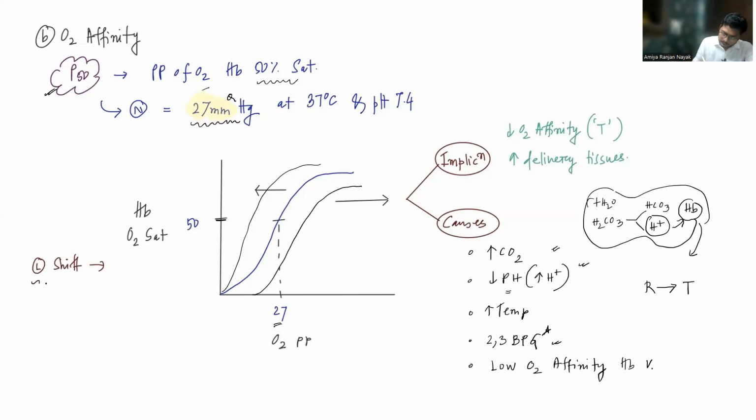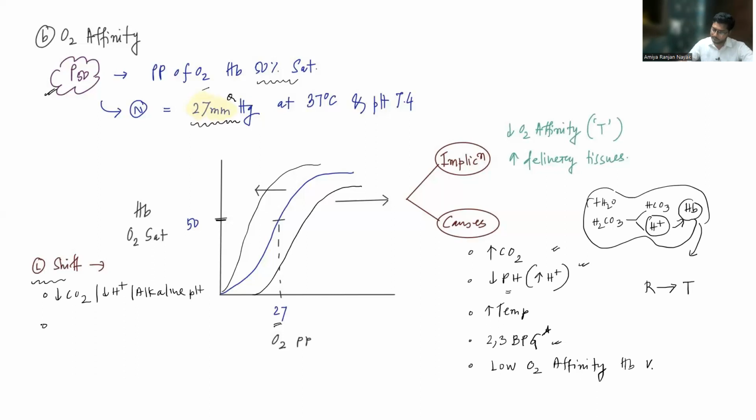Left shifting is exactly the opposite. Whenever there is reduced CO2, reduced H plus, or alkaline pH, in all these conditions there will be leftward shifting of the curve. That means the oxygen affinity will increase and the hemoglobin will tend to hold the oxygen rather than releasing it.